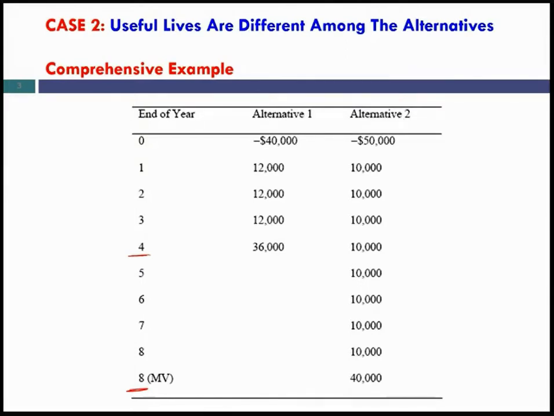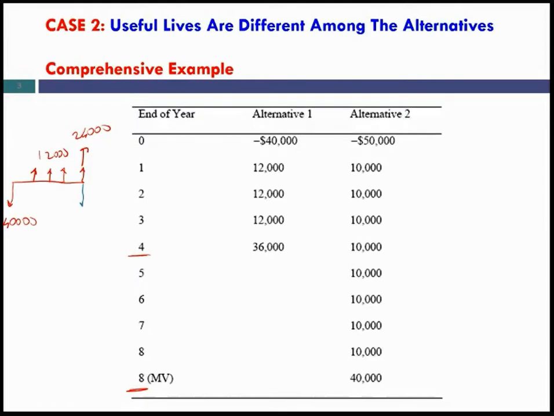It means that for the first alternative, we already have this cash flow: 40,000 investment, then 1, 2, 3, and 4 years of 12,000, plus an additional salvage value of 24,000. So this is alternative 1. And we will repeat the same alternative one more time.